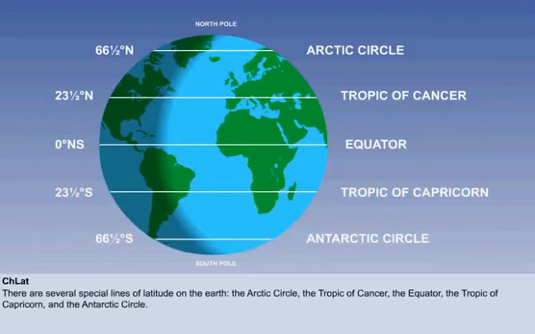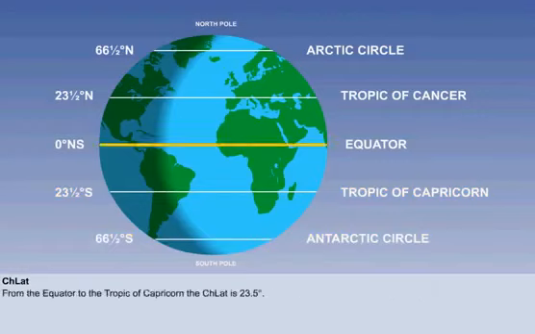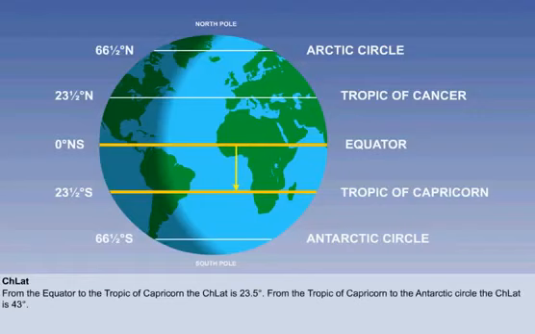For example, from the equator to the Tropic of Capricorn, we can see that the CPL is 23.5 degrees in a southerly direction. From the Tropic of Capricorn to the Antarctic Circle, the CPL is another 43 degrees, still heading south.